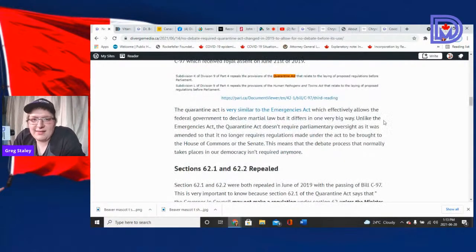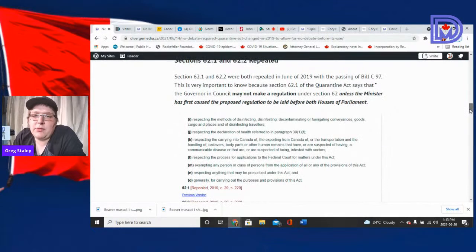And included in this, directly from the third reading of Bill C-97: Subdivision K of Division 9 of Part 4 repeals the provisions of the Quarantine Act that relate to the laying of proposed regulations before Parliament, as well as Division 9 of Part 4 of the Human Pathogens and Toxins Act. So they took it in a budget bill and repealed the sections that required them to bring their regulations forward for potential amendments. And this happened in June. It received royal assent June 21st of 2019. Things that just kind of make you go, hmm. There's a lot of that kind of stuff happening.